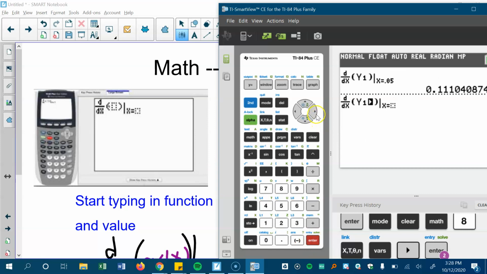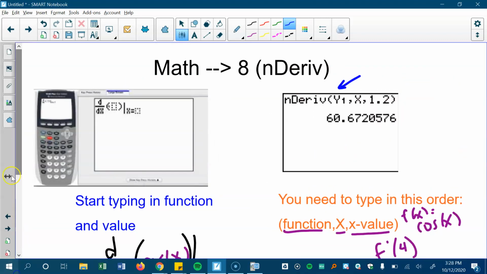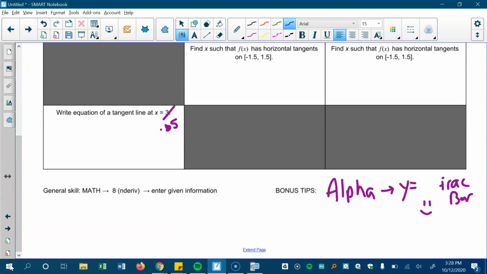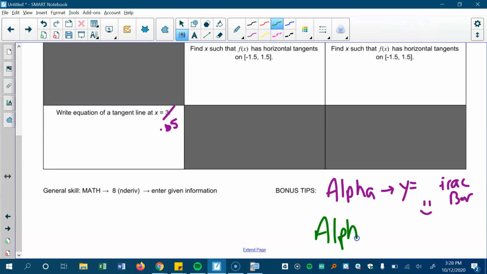Obviously, alpha trace is a lot easier than that, but if you have a TI-83 Plus, alpha trace and alpha y equals does not work on your calculator. So just to let you know, this alpha trace and alpha y equals only works on the newer operating systems. But I'll write that in as a nice tip, alpha trace.